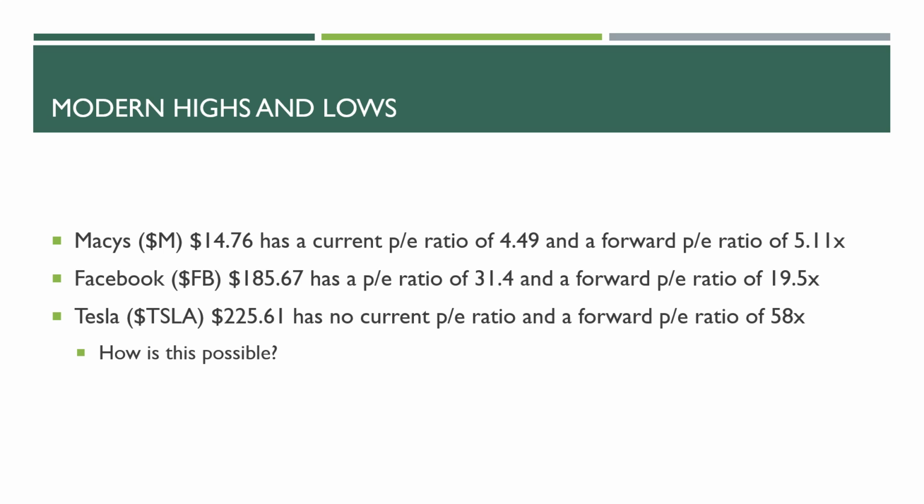Facebook. Share price of $185.67 at this time, with a PE ratio currently of 31.4. It's a 31.4 multiple, and their forward PE ratio is 19.5. So I find this fairly valued due to that forward PE ratio. It's between my 10 and 20 multiple range, so I find it fairly valued.